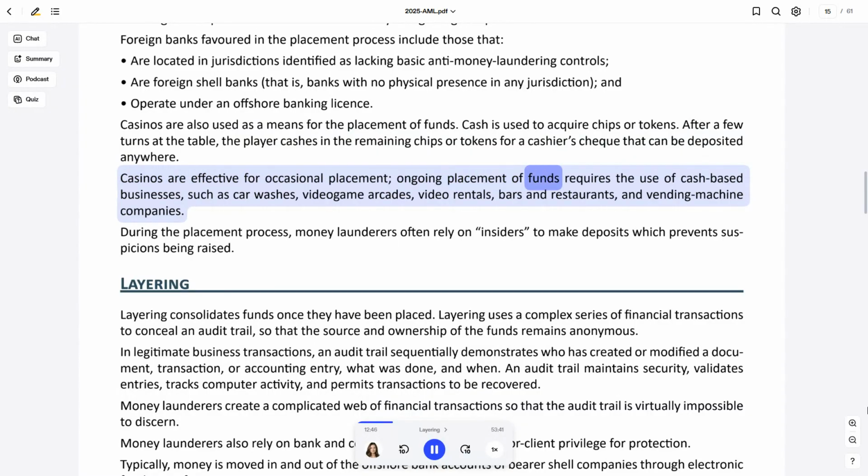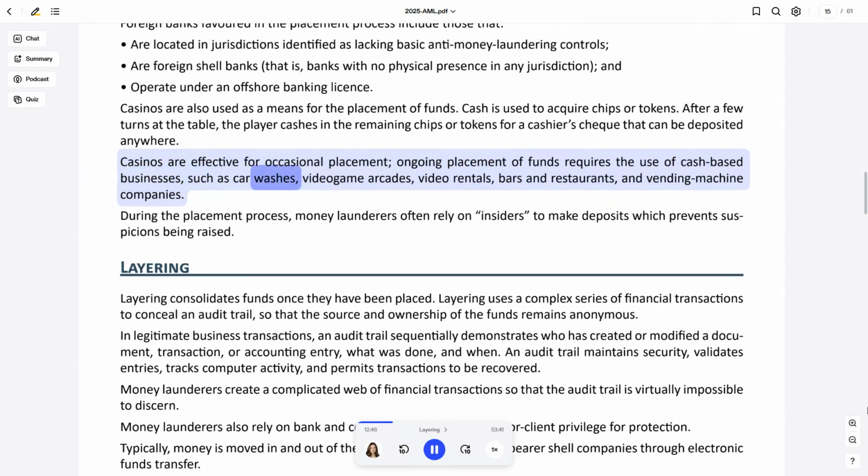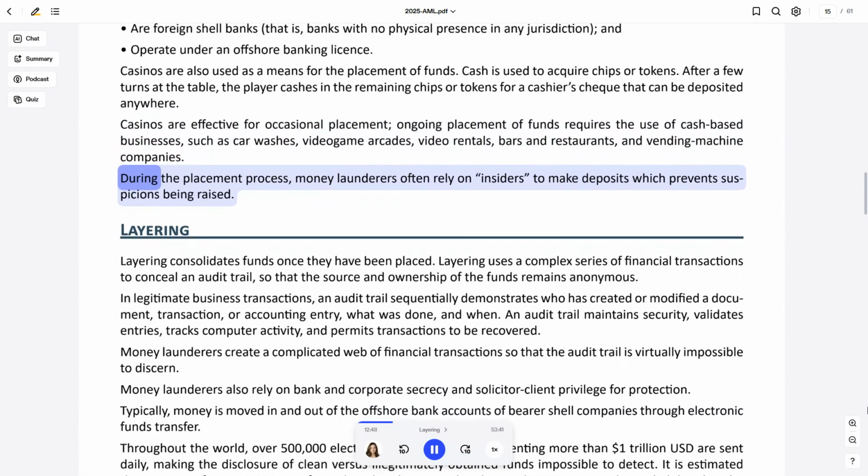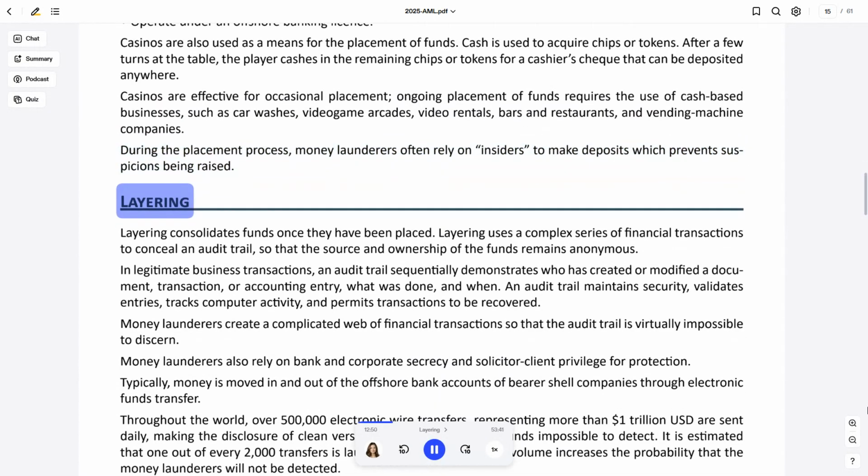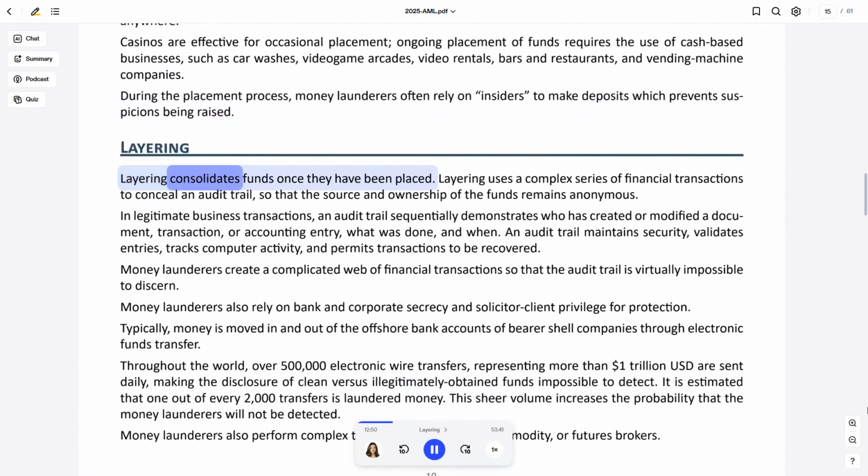Ongoing placement of funds requires the use of cash-based businesses, such as car washes, video game arcades, video rentals, bars and restaurants, and vending machine companies. During the placement process, money launderers often rely on insiders to make deposits, which prevents suspicions being raised. Layering. Layering consolidates funds once they have been placed.